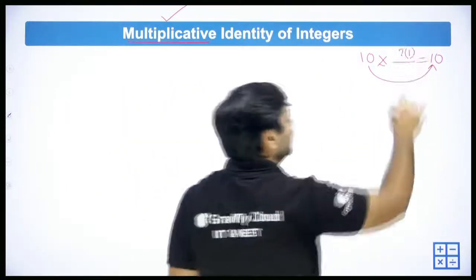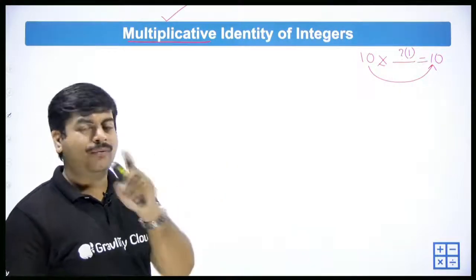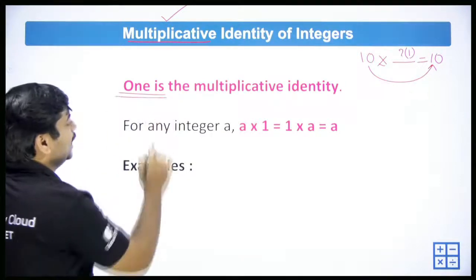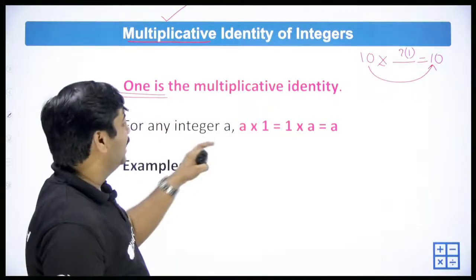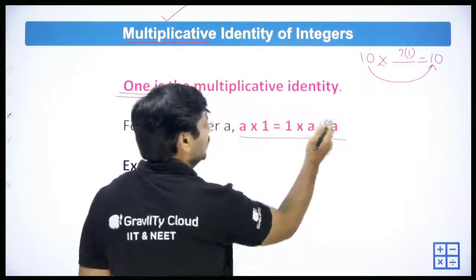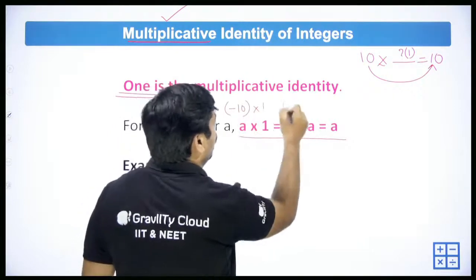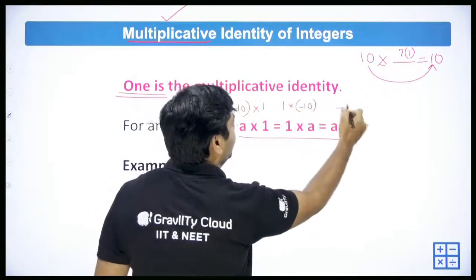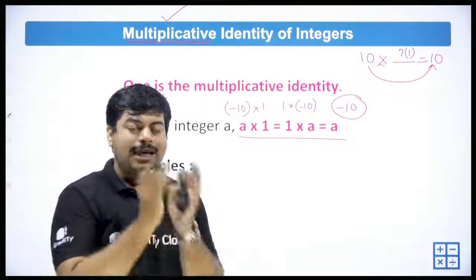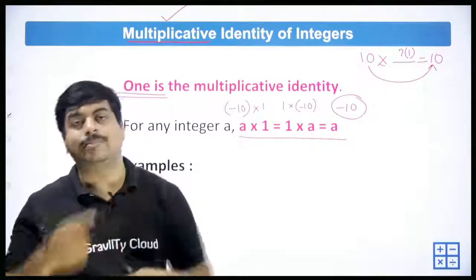10 into 1 is 10. Only 1, right? You can see here, 1 is the multiplicative identity. For any integer A, A into 1 and 1 into A will give you the same number A. Minus 10 into 1 or 1 into minus 10 will give you the same number, minus 10. Your answer will not change. Your sign will not change. The same number coming again is called identity. Here we are multiplying, so we say multiplicative identity.